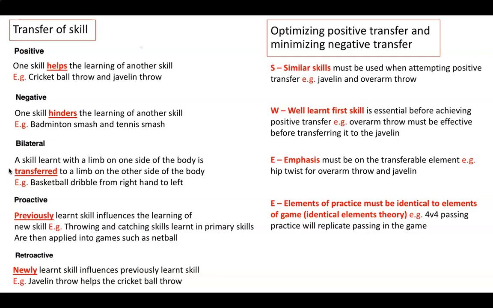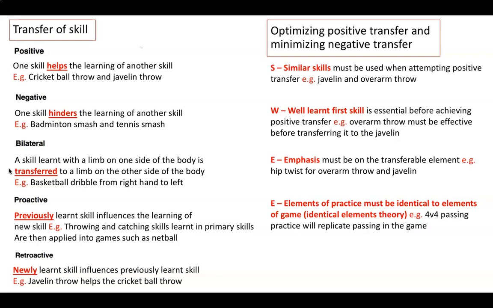For example, if you're practicing passing, you need it to replicate the game as much as possible. Therefore, you'd probably do a 4v4 passing practice, because that will replicate passing in the game. You would not do standing 5 yards apart, kicking through cones, not really changing that skill, not moving, no movement, and just kicking the ball. You wouldn't do that. So to optimize positive transfer, you have to practice as though it's the game situation. So a 4v4 passing practice will replicate passing in the game.